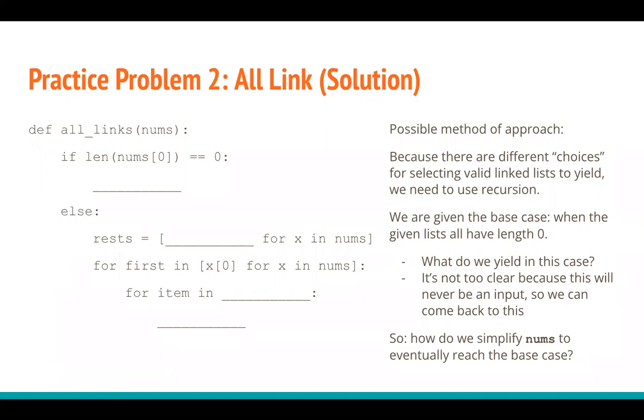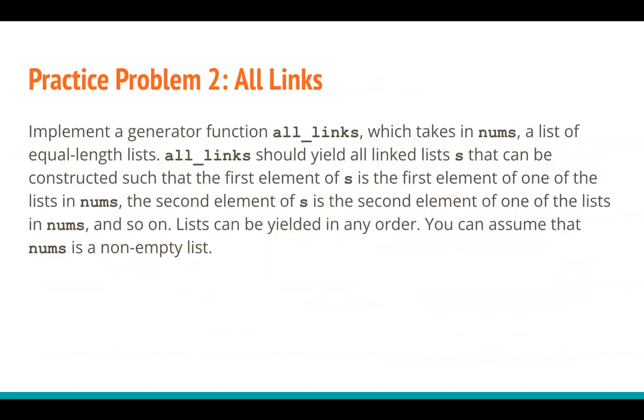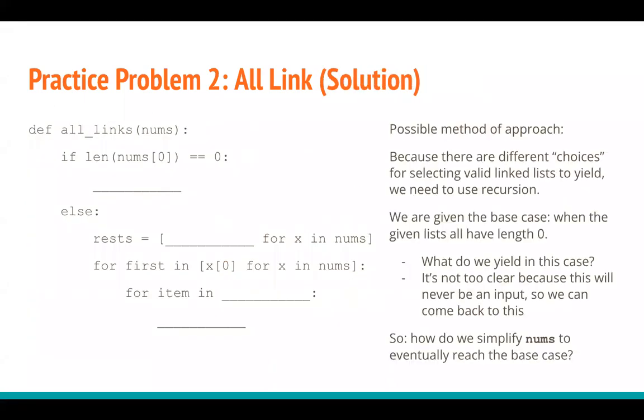You can also see that they already give you the base case through the if and else statement. The base case in this case is if length of nums 0 equals 0, then we need to do something, but we're not quite sure what. Right now we know there's never going to be an input that actually matches that, so we can come back and see how to use the base case later. Now our question is, how can we simplify nums in order to eventually reach the base case? What is nums again? Nums is a list of equal length lists. So we want to simplify nums in order to reach that base case.